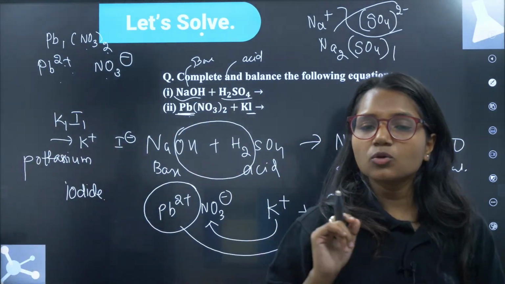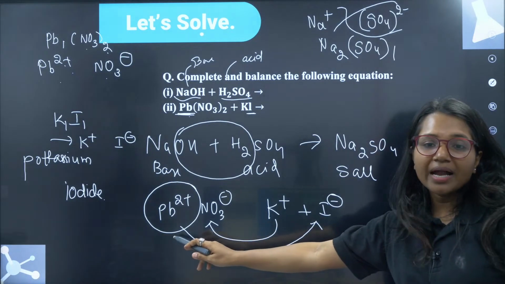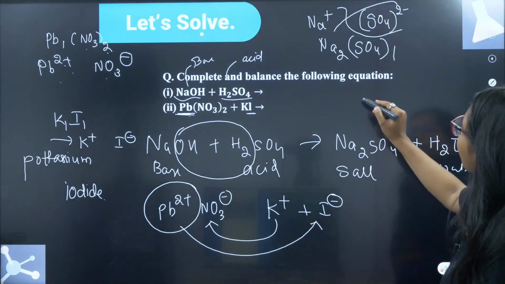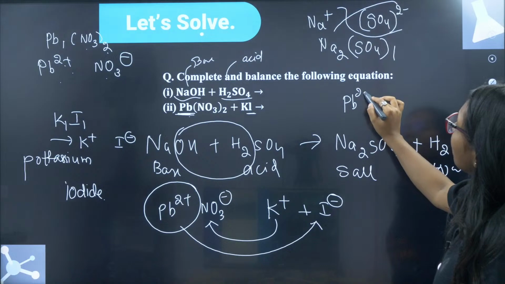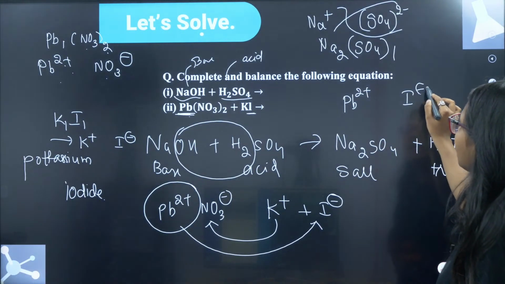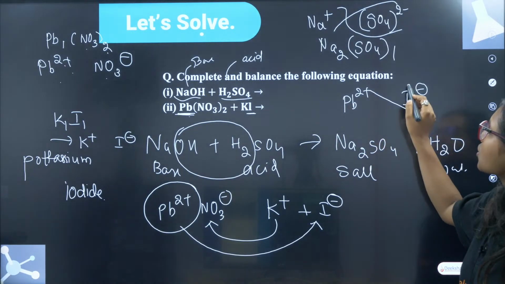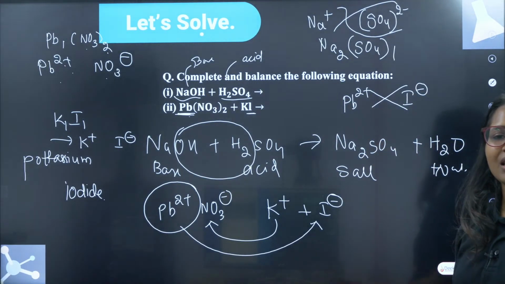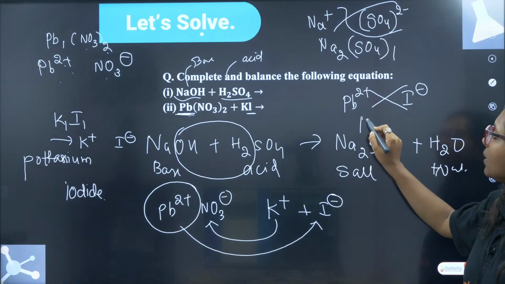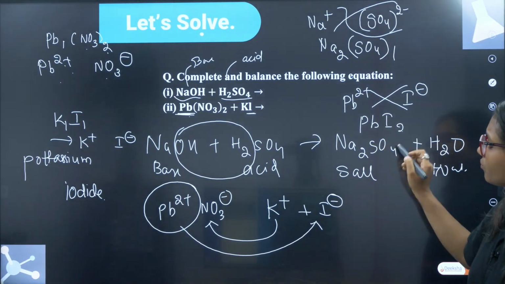Can you tell me what is going to form? Lead will combine with I. Can you tell me the formula? Pb2 plus and I minus. Do the crisscross and tell me the formula of the lead and I. So it will be PbI2.